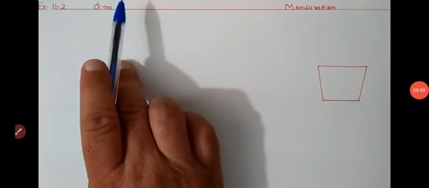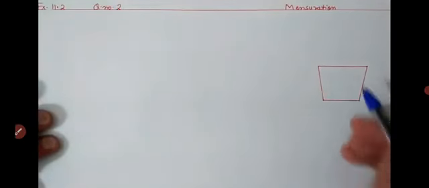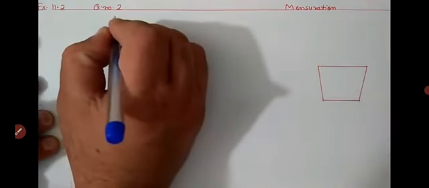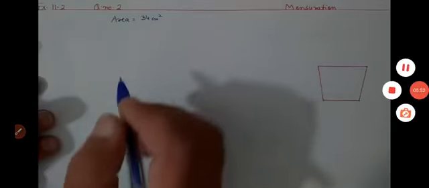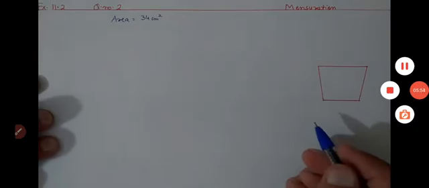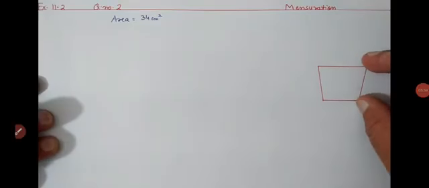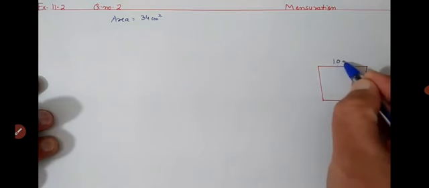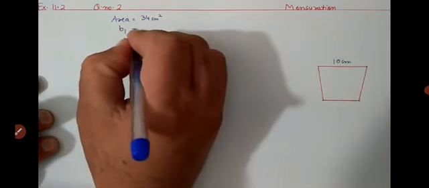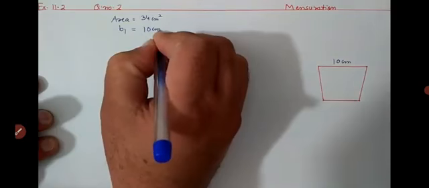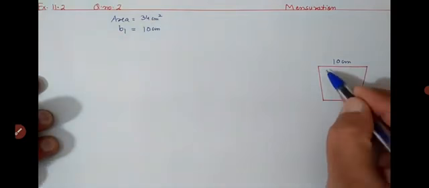So now question number 2. What about question number 2 in this chapter? Question number 2 is: the area of a trapezium is 34 centimeter square and the length of one of the parallel sides is 10 centimeter, and its height is 4 centimeter. Okay, height is given, area is given. B1 is given, 10 centimeter, area is also given, 34 centimeter square, and the height is given.